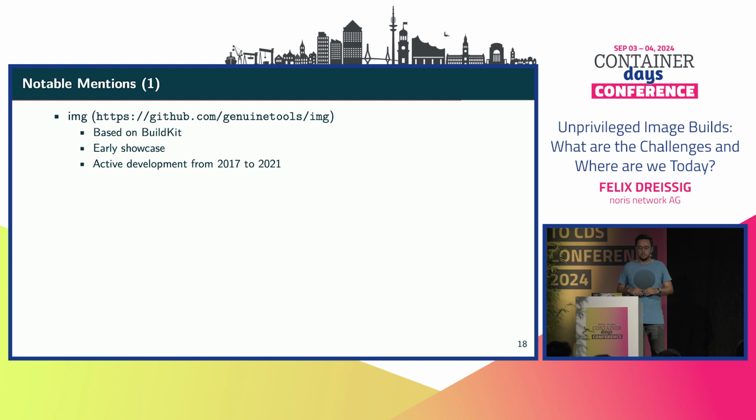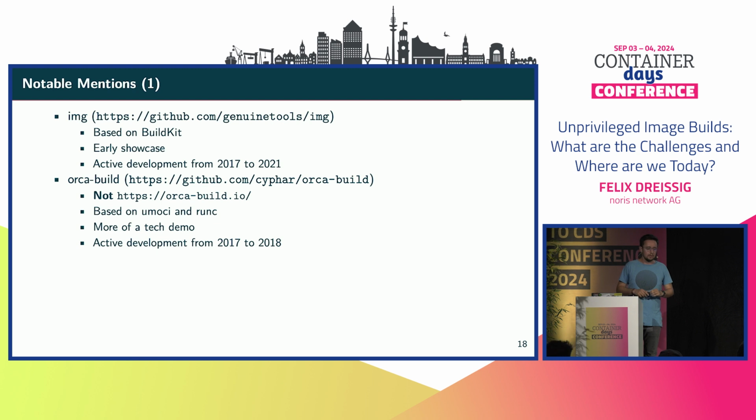I want to talk about some more tools, even if I wouldn't really recommend them anymore. So first we have img, or Img, by Jessie Frazelle. This really was one of the earliest showcases for doing unprivileged container builds. Active development seems to have kind of stopped. I managed to get it running somehow, but I will just say there are better options these days. For example, just using BuildKit directly, because img is based on BuildKit.